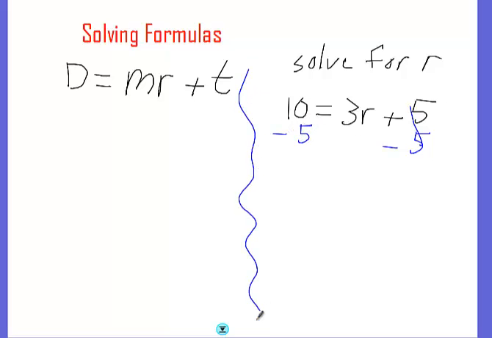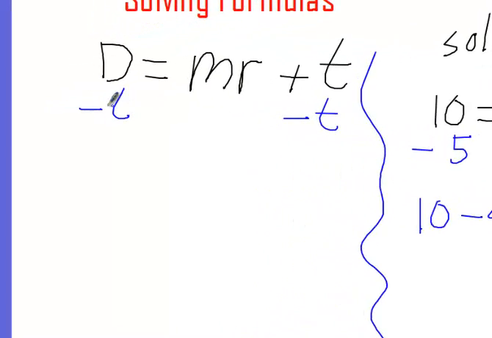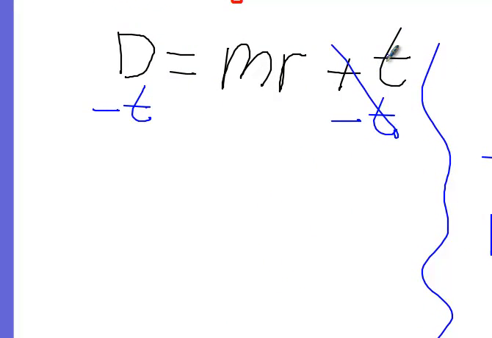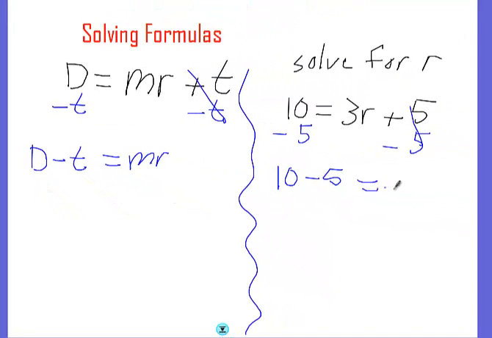Okay. But what I'm going to do is I'm not actually going to combine the 10. I'm just going to write 10 minus 5. Likewise, over here, since the r is in this term, we need to get rid of the t. All right. T minus t is, well, no t. So it's d minus t equals m times r. Likewise, it's 10 minus 5 equals 3r.